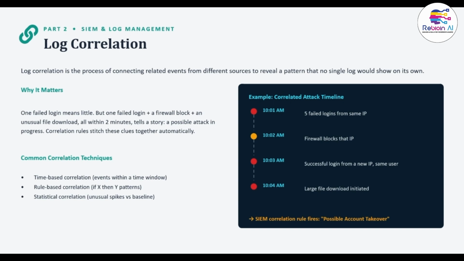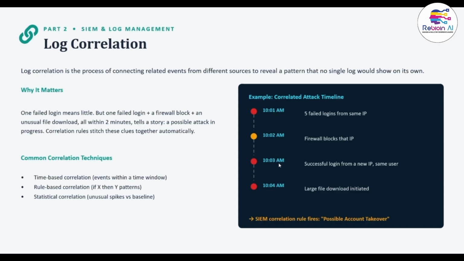But what if within the same 2 minutes window you saw a failed login, followed by a firewall block, followed by a successful login from a brand new IP address for the same user, and followed by a large file download? None of those 4 events alone is alarming, but together in that sequence, within that short time window, they tell a very clear story, a possible account takeover in progress. That's exactly what's shown in this timeline on screen.